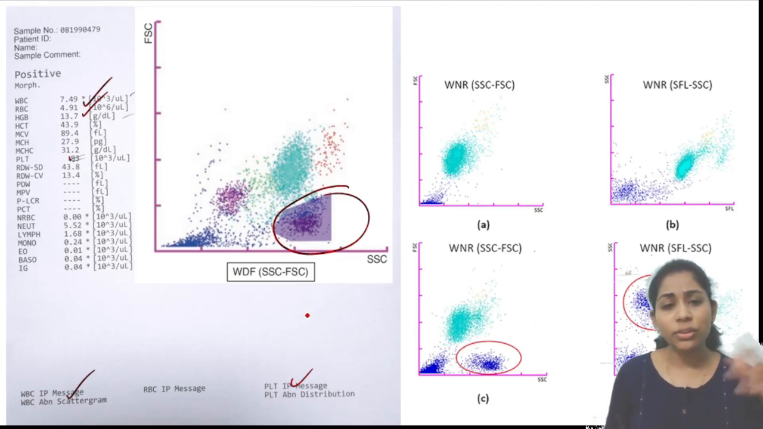Then the young technician who is standing next to me asked me, ma'am, why is everything absolutely normal? There are no flags, and why are you telling me to make a smear? Then yes, you guys tell me why I said to make a smear. Anyone can try? Okay, I'll give a clue.